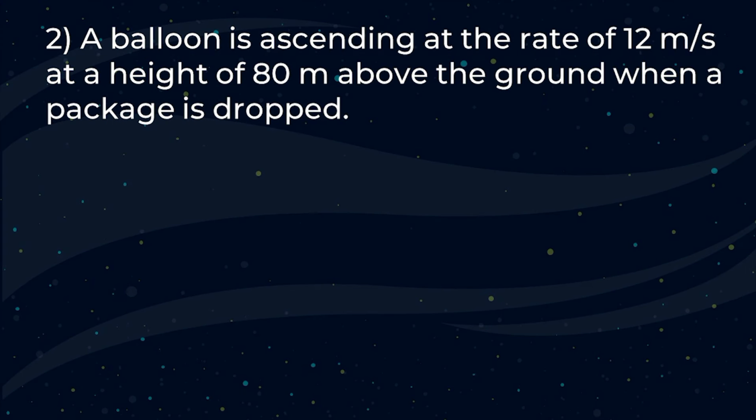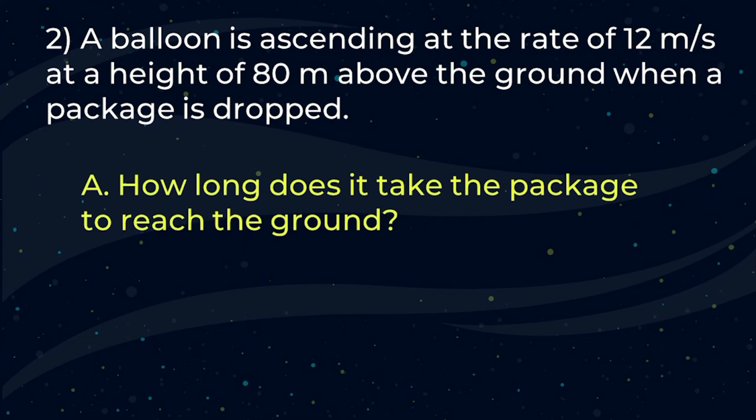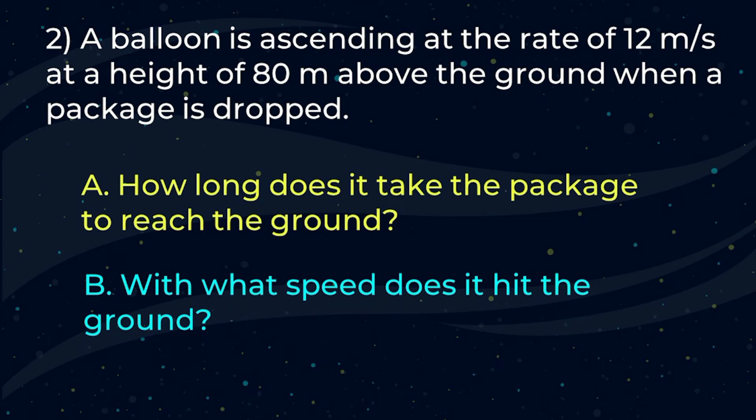For our second problem, we answered problem number 6. A balloon is ascending at the rate of 12 meters per second at a height of 80 meters above the ground when a package is dropped. For this problem, we will be solving for two quantities. First, A: how long does it take the package to reach the ground? And B: with what speed does it hit the ground?